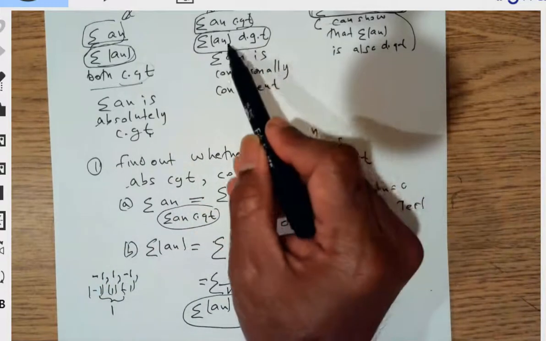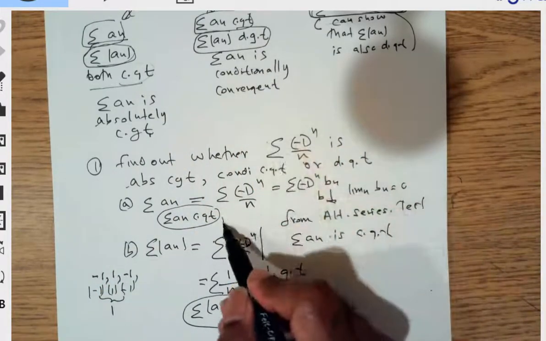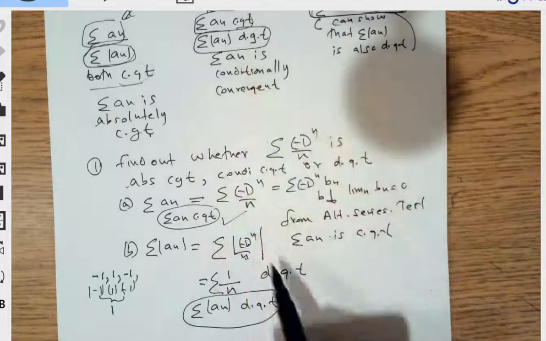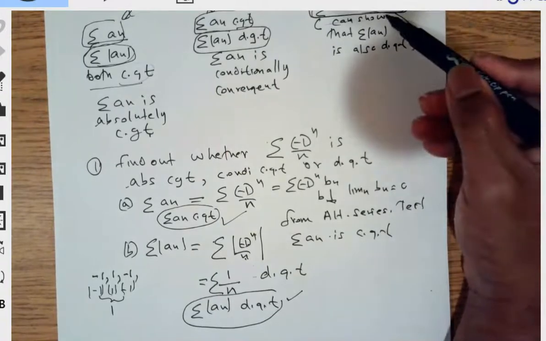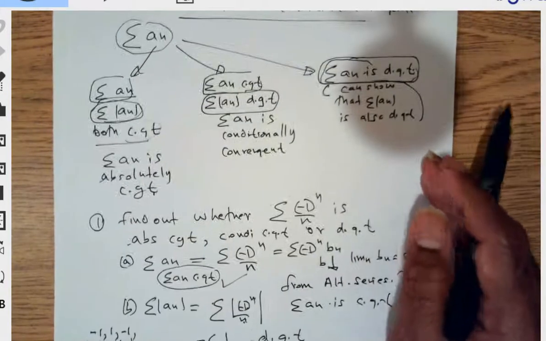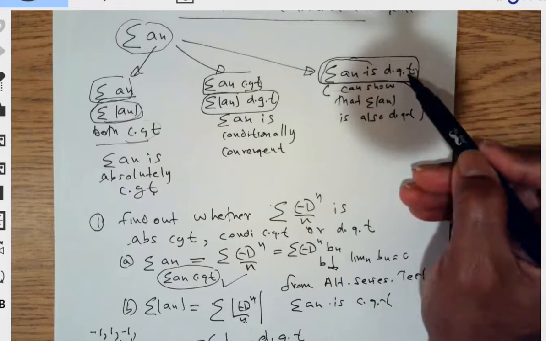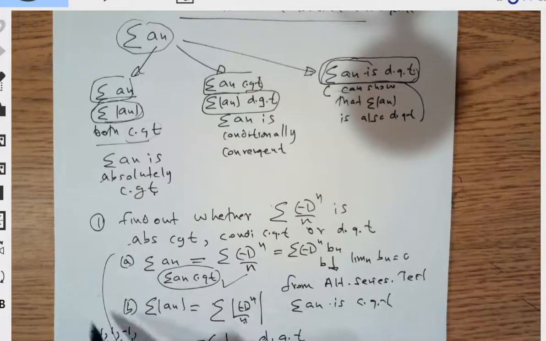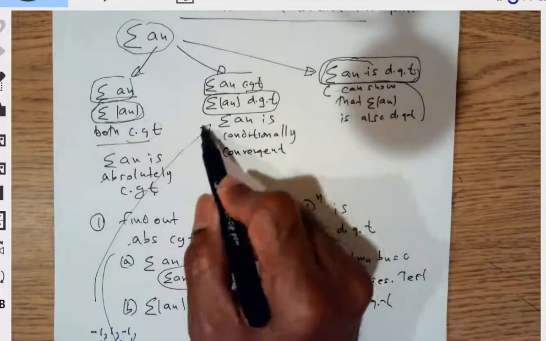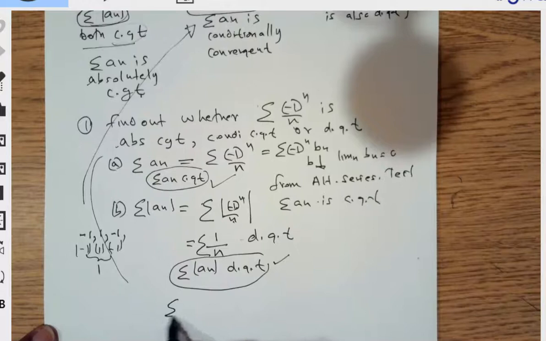What about this one? Sigma an is convergent, but sigma absolute value of an is divergent. So this really belongs to this branch. It cannot belong to the third branch, because sigma an is convergent. It is not divergent. So definitely this belongs to this branch. So we say that sigma an is conditionally convergent.